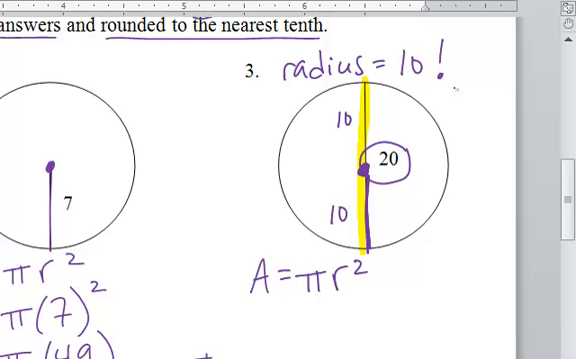And you do have to beware of problems like that because the textbooks and stuff, they really like to put in a diameter just to see who's paying attention, and make sure you don't use the diameter in your formula because the formula has to have a radius in it. So sometimes you might need to do a little thinking if you're given the diameter to figure out what the radius is before you can use your formula.